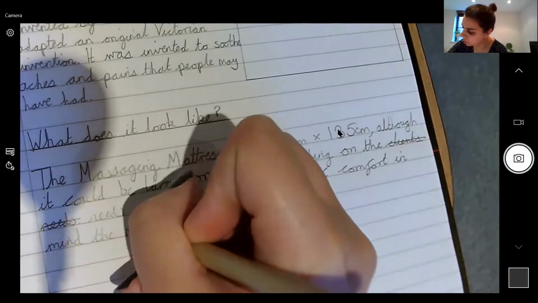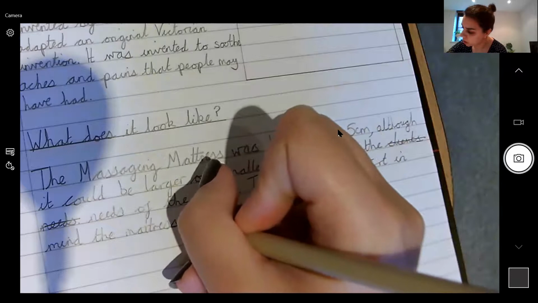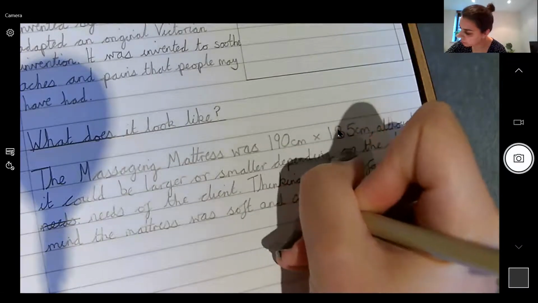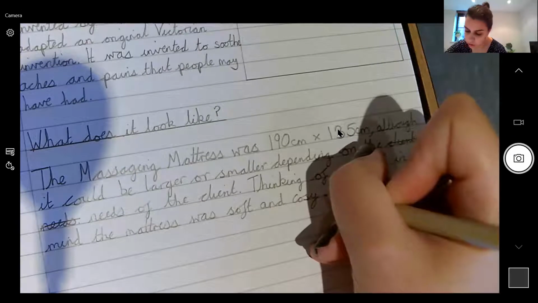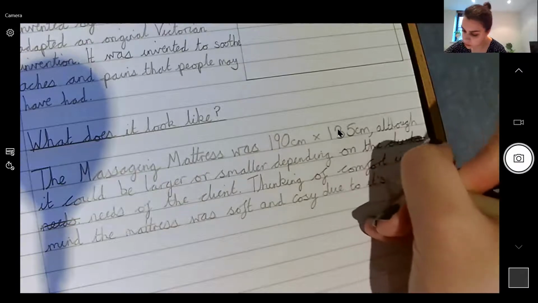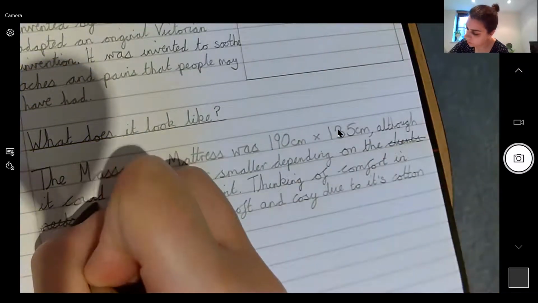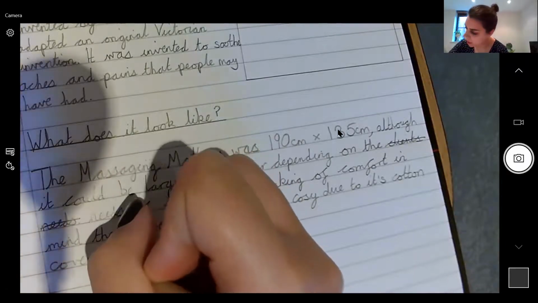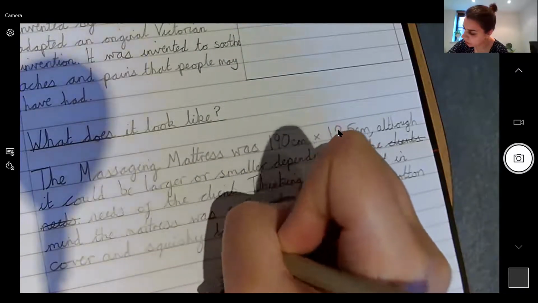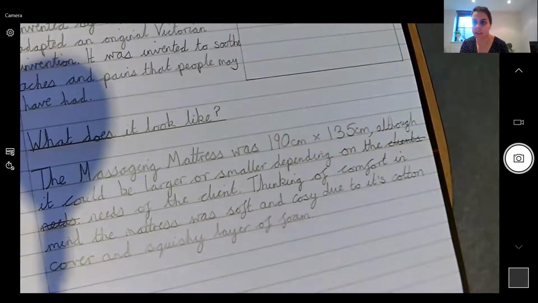The mattress was soft and cozy due to its cotton cover and squishy layer of foam. Now let's double check that to see if we're happy with what we've got so far.